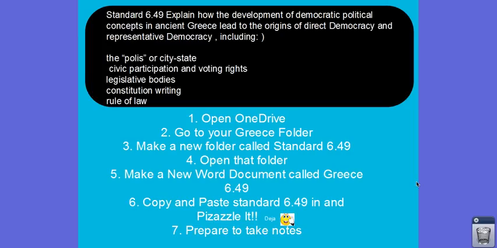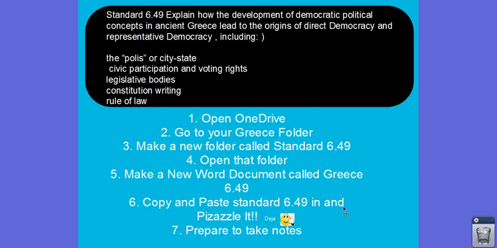We're doing this online in our Word Online Office 365, so you need to log in, open your OneDrive, go to your Greece folder that you already created, and make a new folder in your Greece folder called Standard 6.49. Then you're going to open that folder and make a Word document in it, and you're going to call it Greece 6.49.